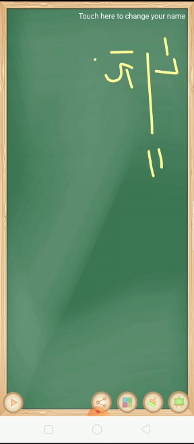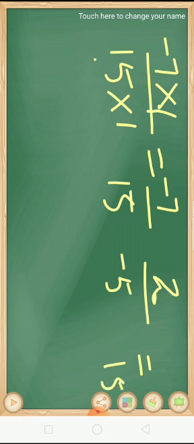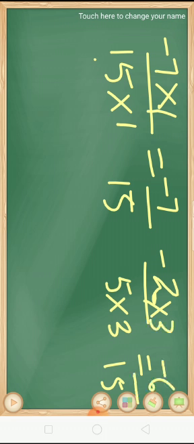Here the denominator is already 15, so I'll just multiply it with 1. So minus 7 upon 15. And our next rational number is minus 2 upon 5. For making 15, I have to multiply it with 3 and its numerator with 3. So minus 2 into 3 is minus 6 and 5 threes are 15.